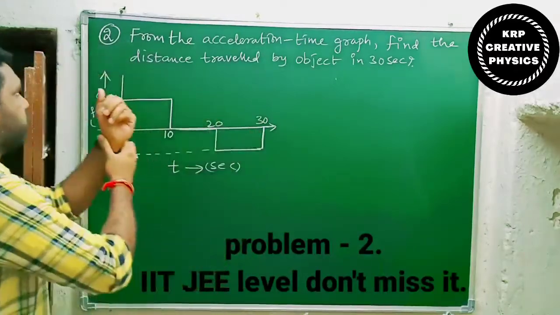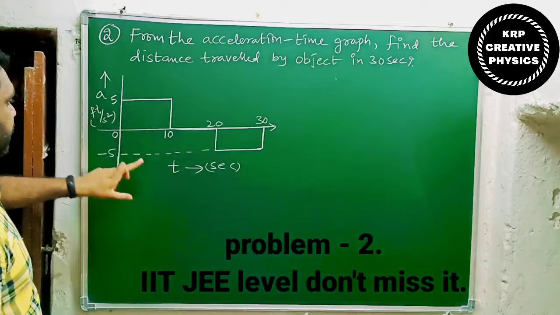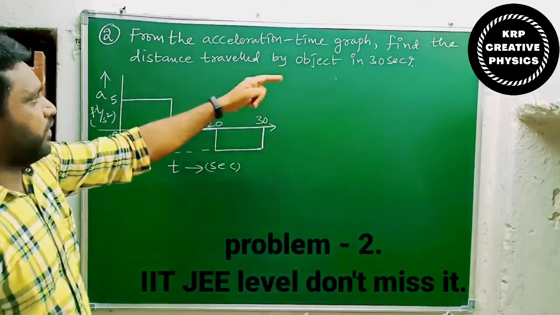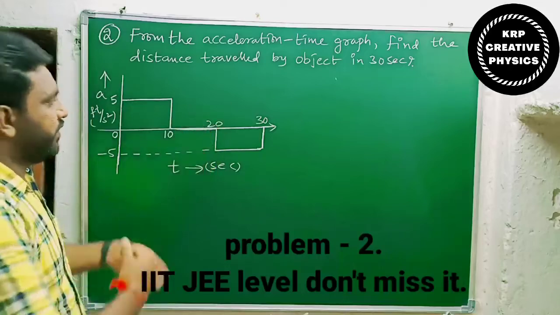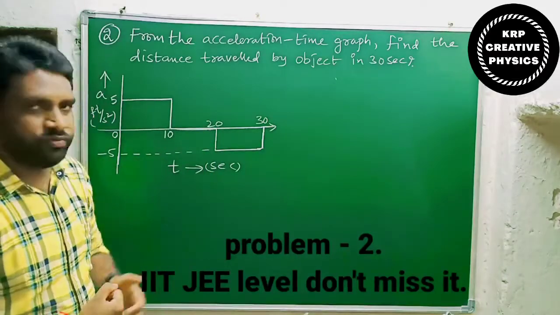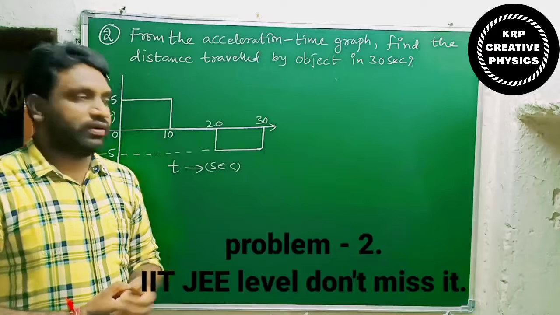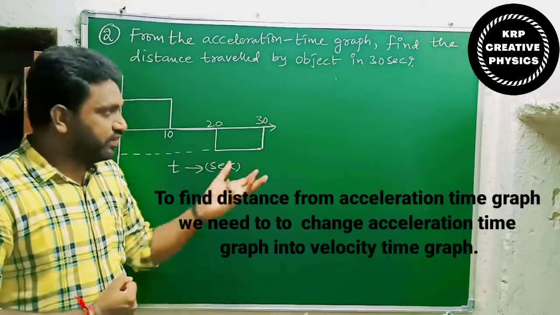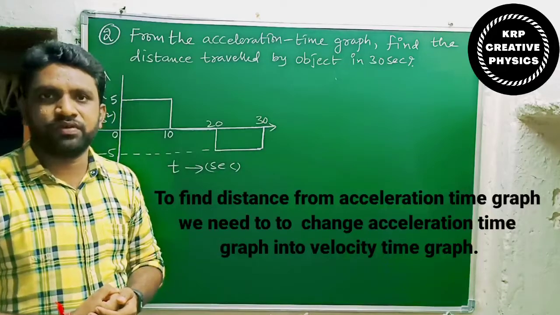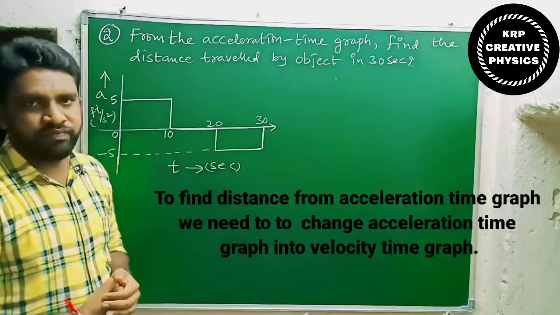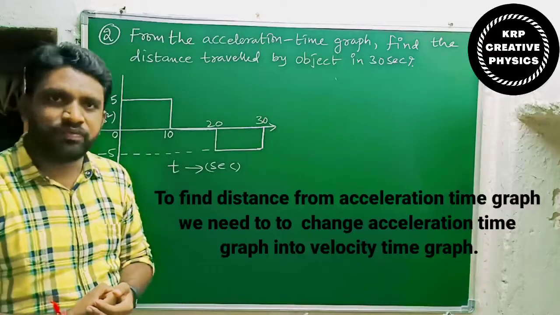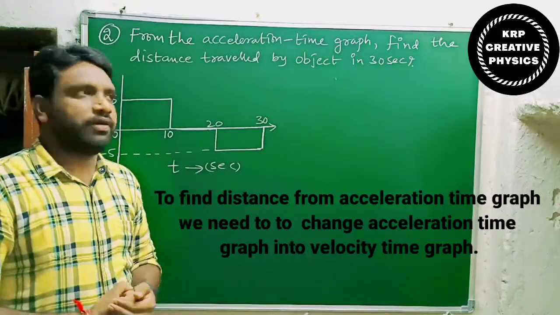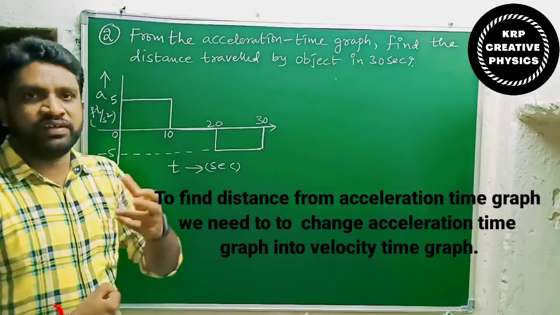Okay, right. So here, this is the acceleration time graph given for us. Find the distance traveled by the object in 30 seconds. We need to find the distance from the acceleration time graph. Don't get confused. Yes, we can find that distance, but first of all we need to change this acceleration time graph into a velocity time graph. Directly we cannot find it. And if we find the area of the corresponding velocity time graph, we can get the distance. Okay, that is the solution.